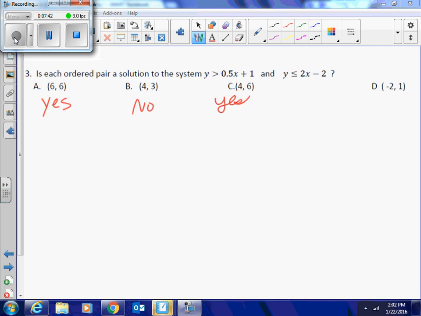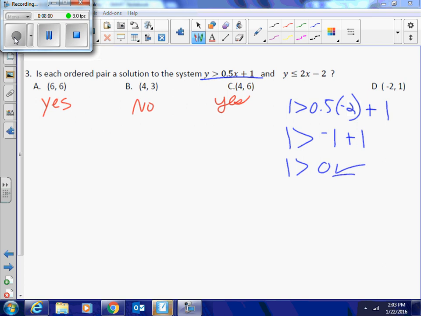Okay, let's plug in to our first inequality. 1 for y. Is that greater than 0.5 times negative 2 for x plus 1? Is 1 greater than negative 1 plus 1? And yeah, 1 is greater than 0. So it works in the first inequality. Let's check it in the next one.